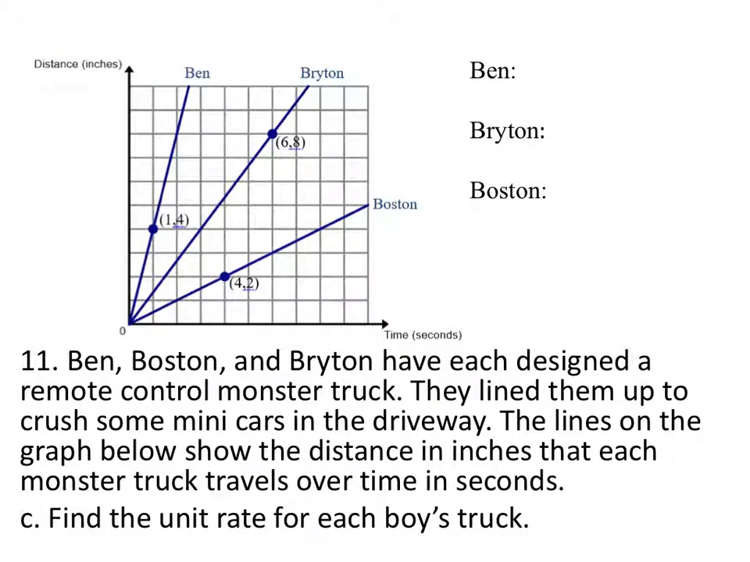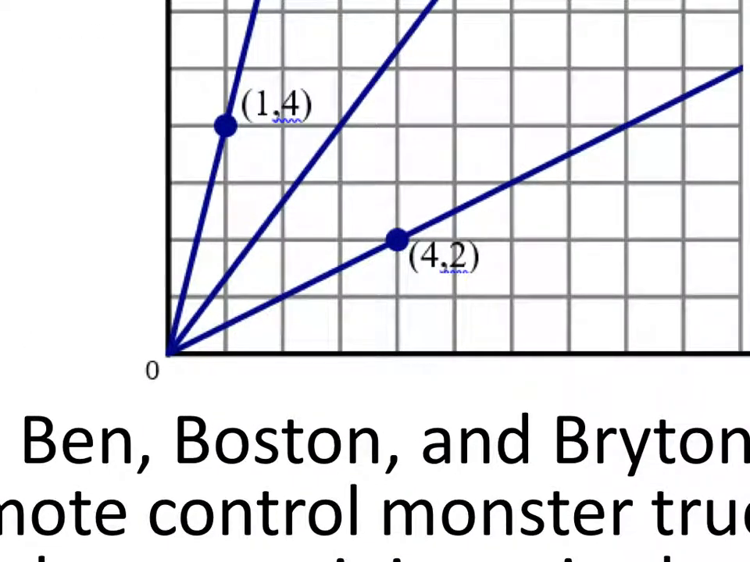Part C, find the unit rate for each boy's truck. Take 1 minute and do this with your neighbor. Now these are proportional, so we should be able to use the ordered pairs to do these. If we zoom in on the graph, we can find the unit rates where x is 1, because they're all proportional. So this one up here is already given to us as 1/4. But this one we can't tell, and this one we can't tell unless we have these ordered pairs.